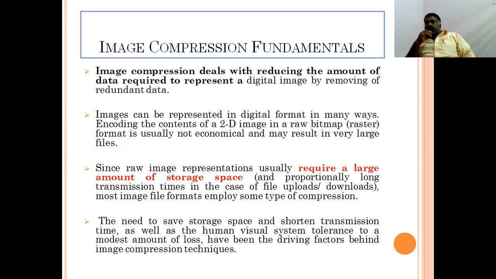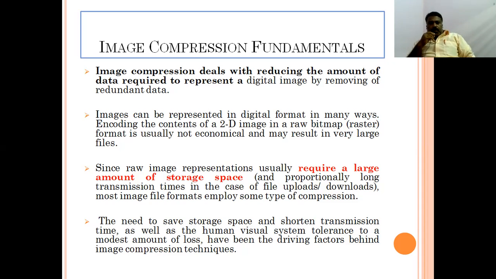So image compression deals with reducing the amount of data required to represent a digital image by removing the redundant data. Simply we can say that we reduce the size of the original image without affecting the quality, without affecting the existing attributes, but we reduce the size. This size reduction is not a physical one, it is a logical one, because we are not physically cutting any portions of the image in order to perform the compression. We just do it logically.